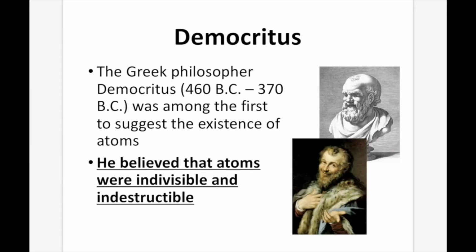Democritus. The Greek philosopher Democritus lived between 460 BC and 370 BC. He was among the first to suggest the existence of atoms. Keeping in mind back then, there was no way for them to know atoms existed, nor was there a way for him to prove his theory. He believed that atoms were indivisible and indestructible.